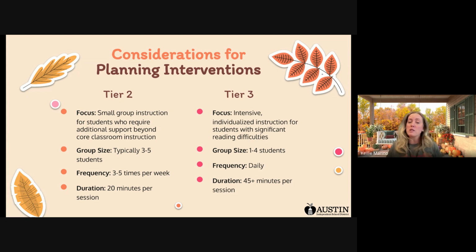So probably a specialist or an interventionist would be supporting you in pulling students if there's a tier 3 need, just to level set that. You would not be expected as a classroom teacher to deliver both a tier 2 and a tier 3 group within that space.